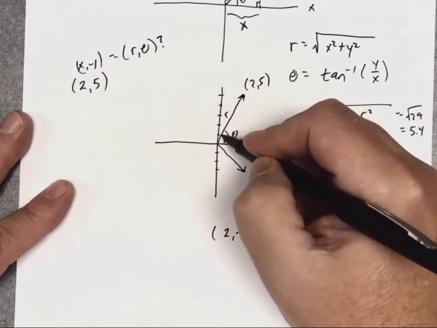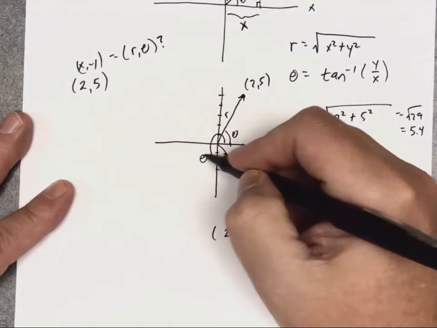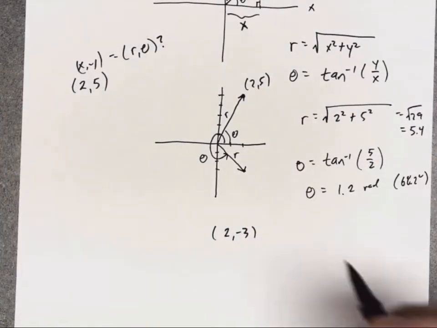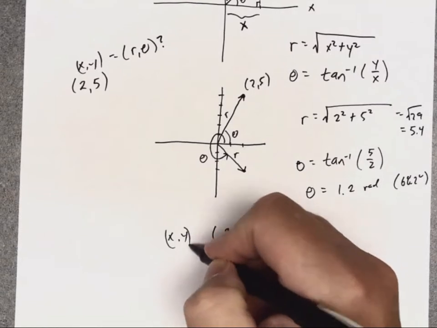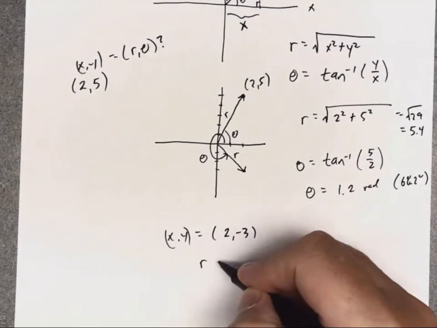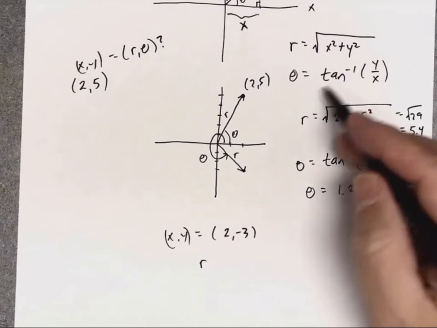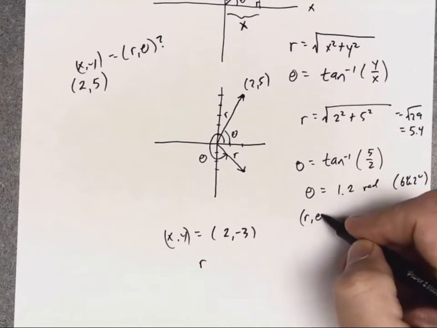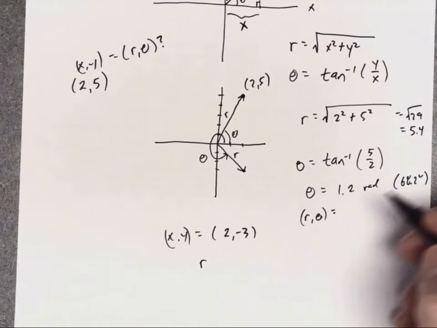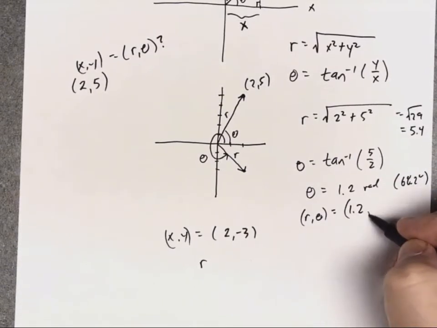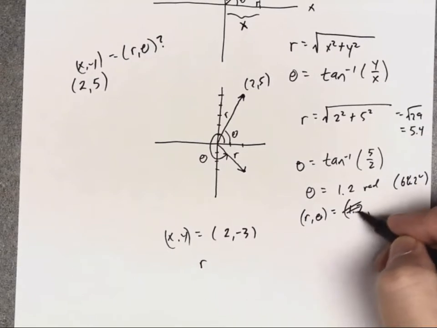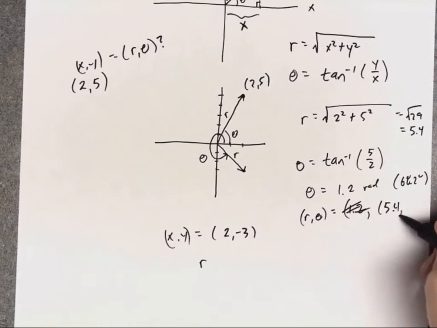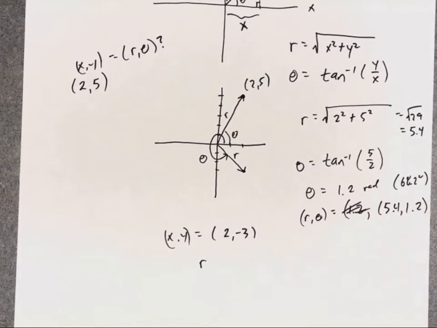The angle I'm looking for is going to be this angle here. And of course, r is just the distance. So I guess I could say, I should have wrapped this one up. Now that it's in polar coordinates, I could say the polar coordinate of that point would be, r is first, 5.4, and then 1.2 radians.